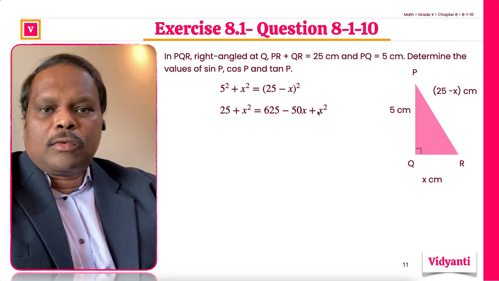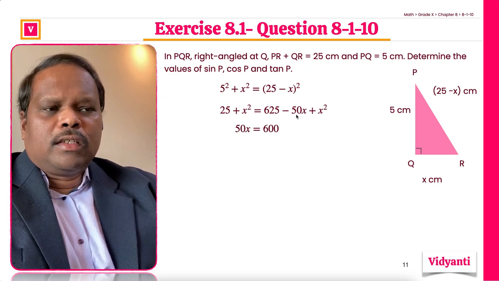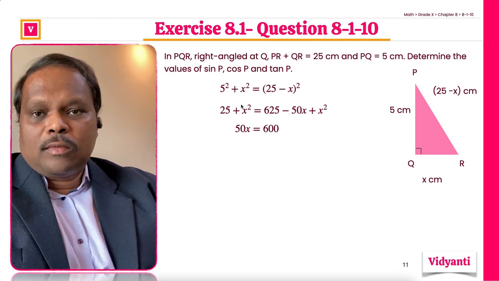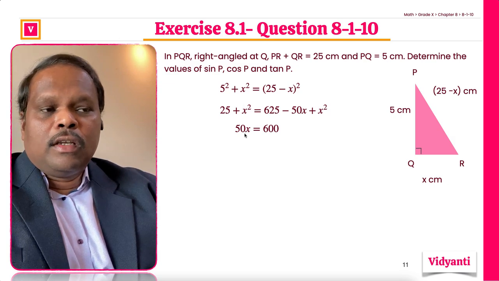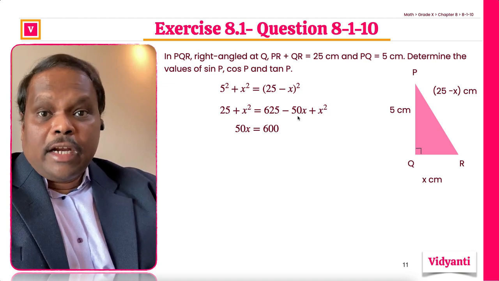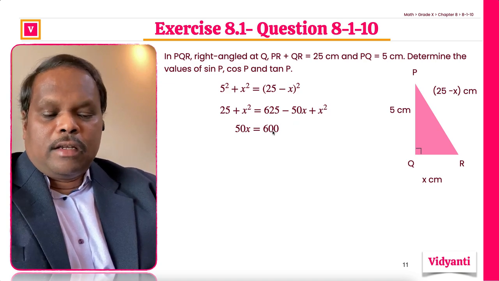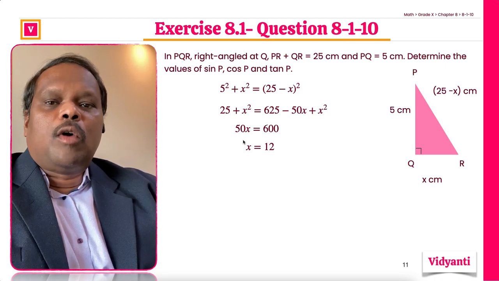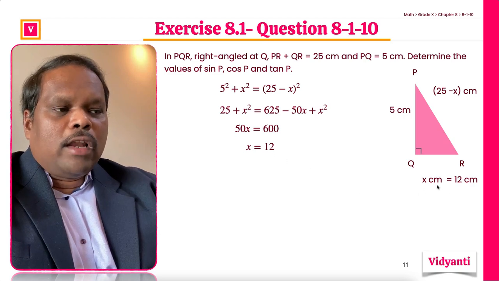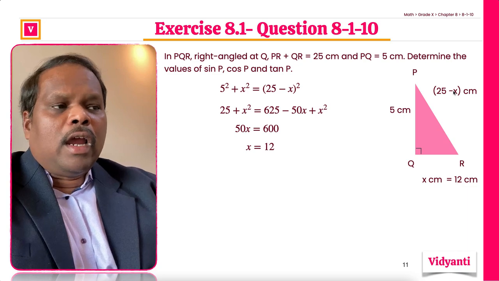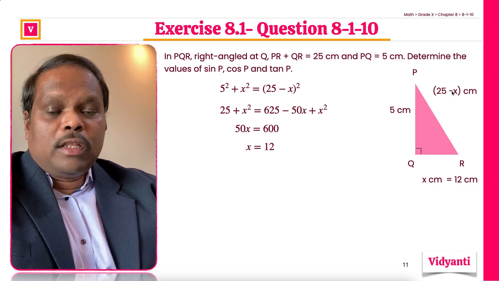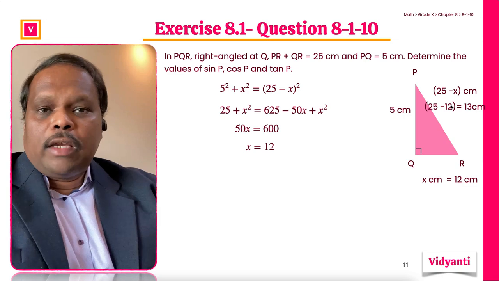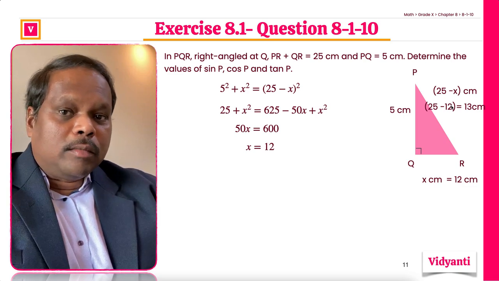Now we can get rid of x square from both sides, and we can simplify this as negative 50x will be transferred to this side, becomes positive 50x, and this 25 goes to the opposite side, becomes negative 25, so that would be 600. So now if you divide both sides by 50, x will come out to be 12. That means the value of x, the QR side, will be now 12 centimeter, and PR, which happens to be the hypotenuse, that is 25 minus 12, will be 13 centimeter.